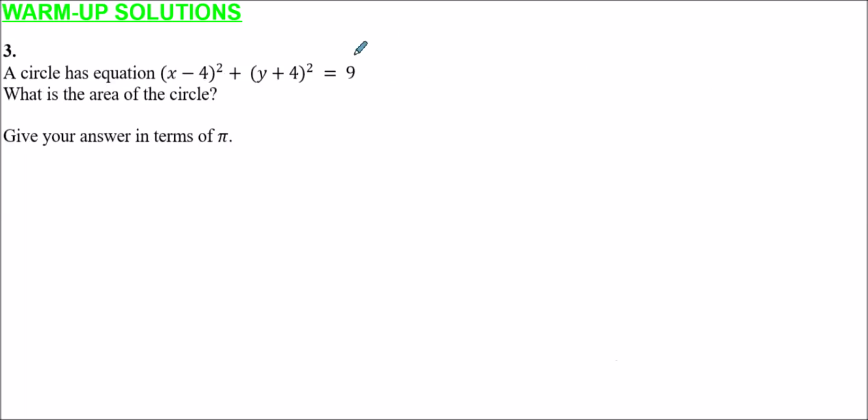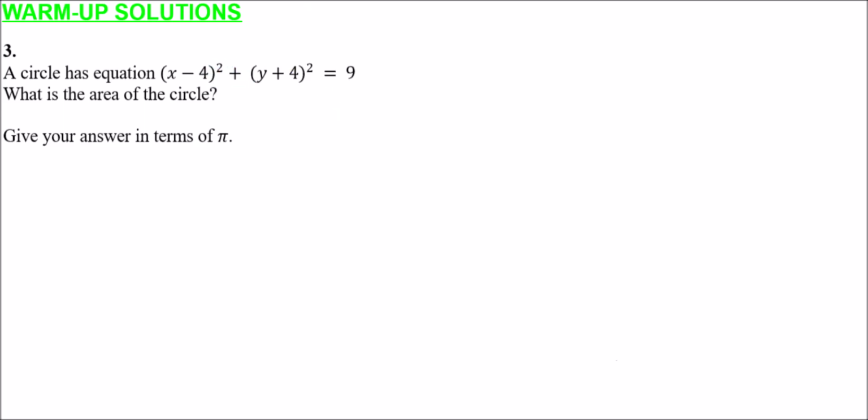Question 3, we have a circle with equation (x − 4)² + (y + 4)² = 9. We just ask simply what is the area of the circle. Give your answer in terms of pi. We need to remember, and just know this off by heart really, that this is the equation of a general circle, and the constants inside of these brackets tell us the coordinates of the centre of the circle.